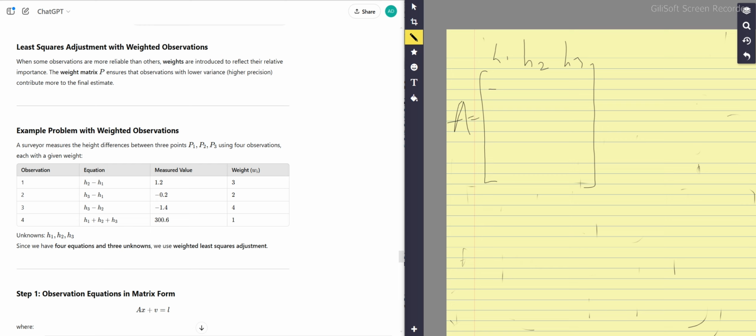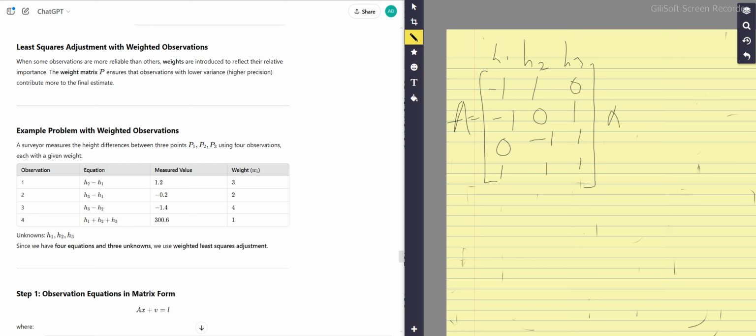First equation, we have H1, the coefficient is -1, H2 is 1, no H3, so we'll put 0. Equation 2, we have H1, which is -1. We have no H2, we have H3, which is 1. Third equation, we don't have H1, so we'll put 0. We have H2, which is -1, because it has a minus sign in front, and we have H3, which is 1. Then finally, we have H1, H2, H3.